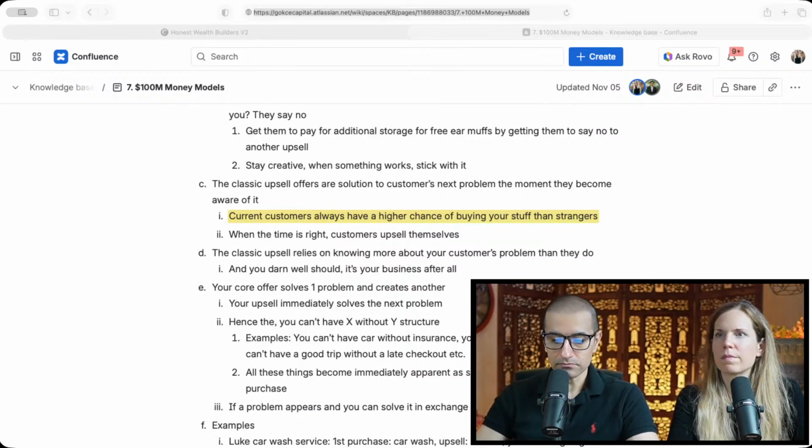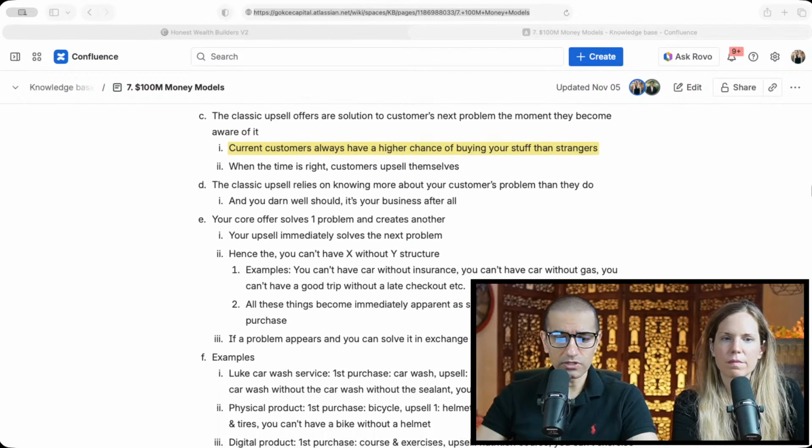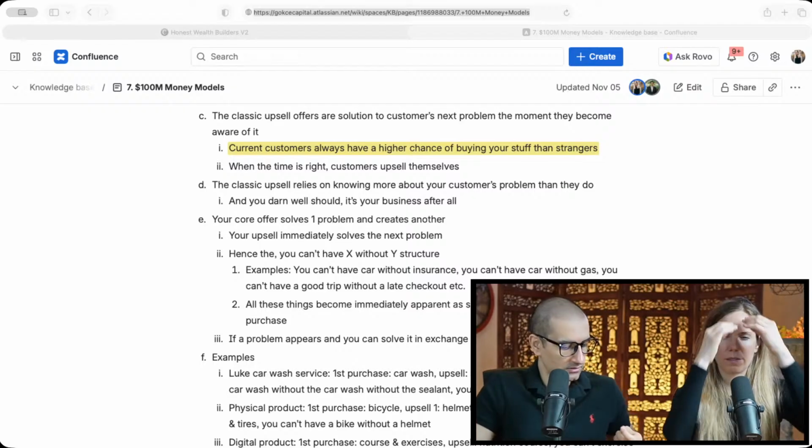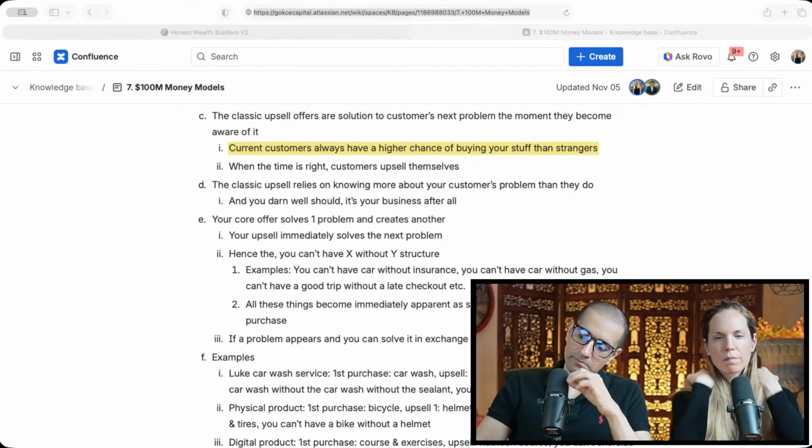All right. So the classic upsell offers solutions to customers' next problem the moment they become aware of it. By the way, if someone is buying owner finance land, I don't think their next problem is building on it, because we don't allow building on it anyway. Yeah, that's true. So you're right. What is their next problem? The next problem is that they don't default. Yeah. Right? They have to pay it off. Yeah, they have to pay it off, and we help them pay it off.